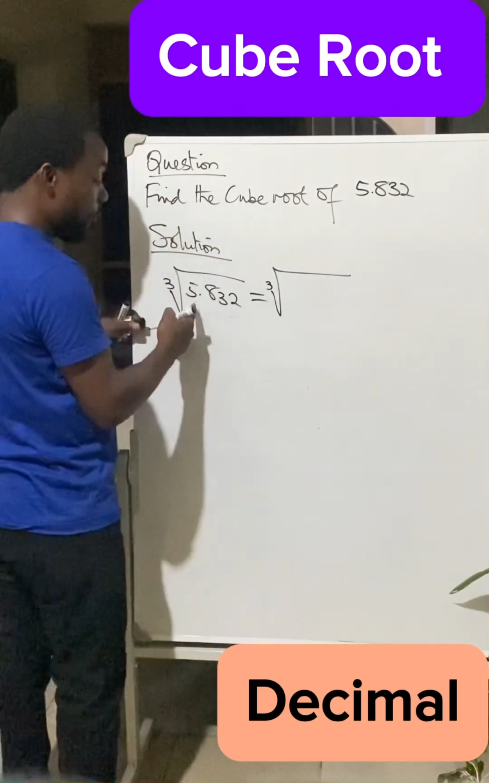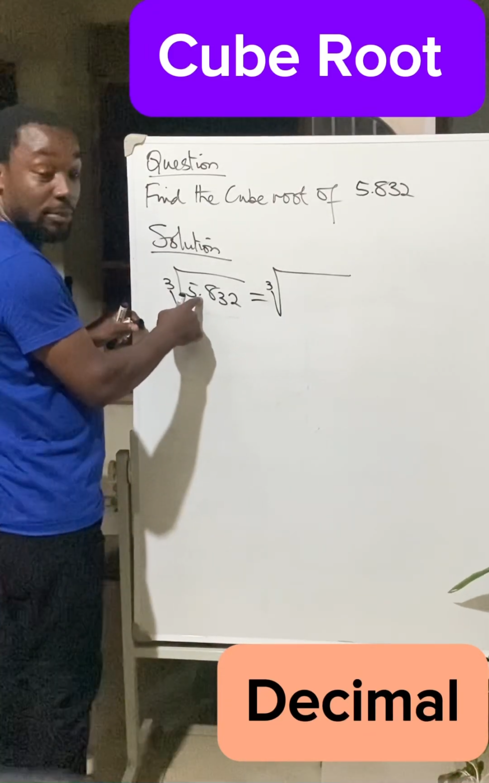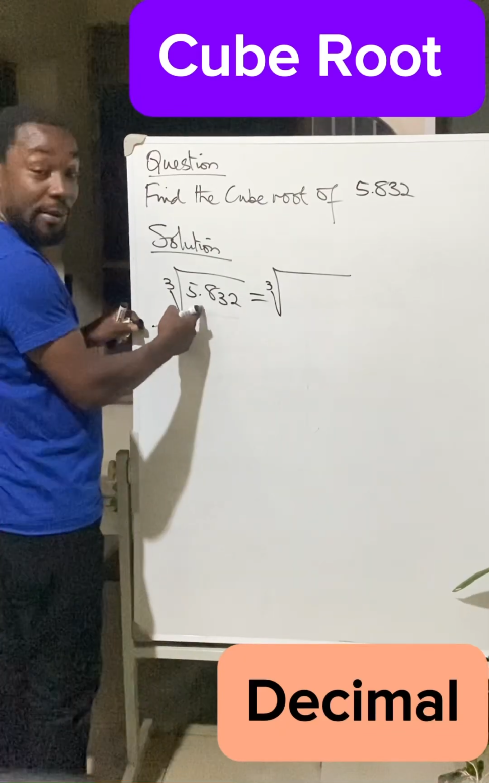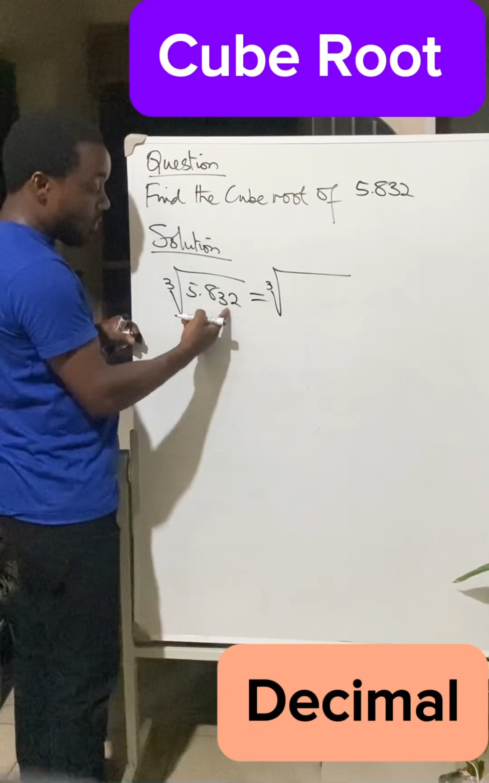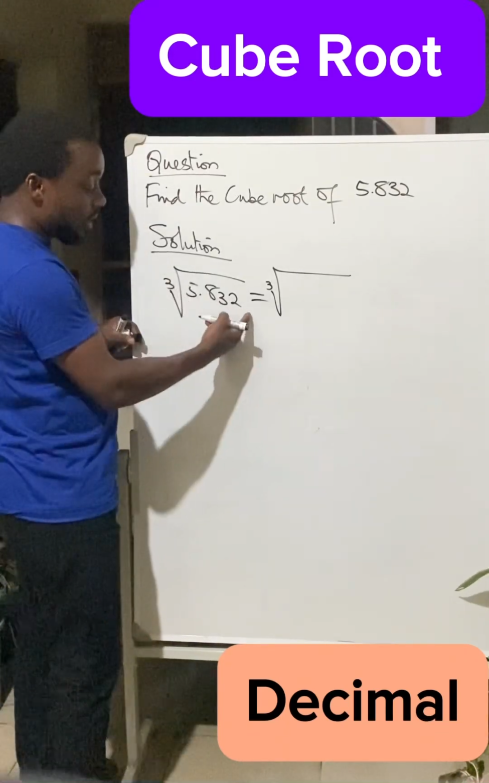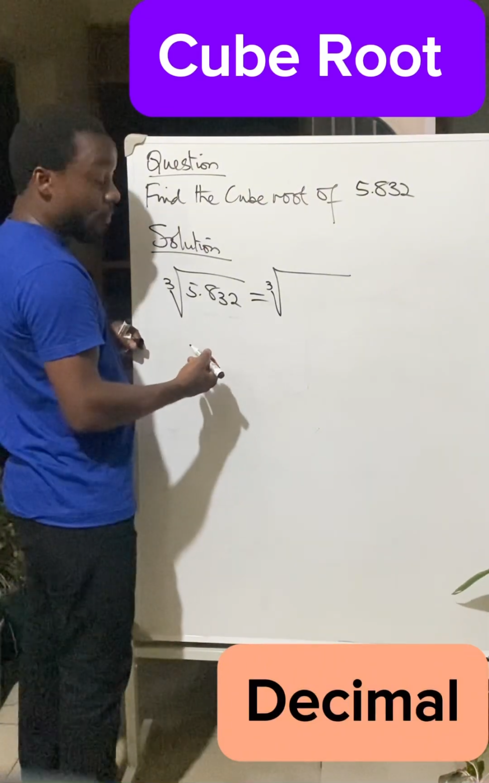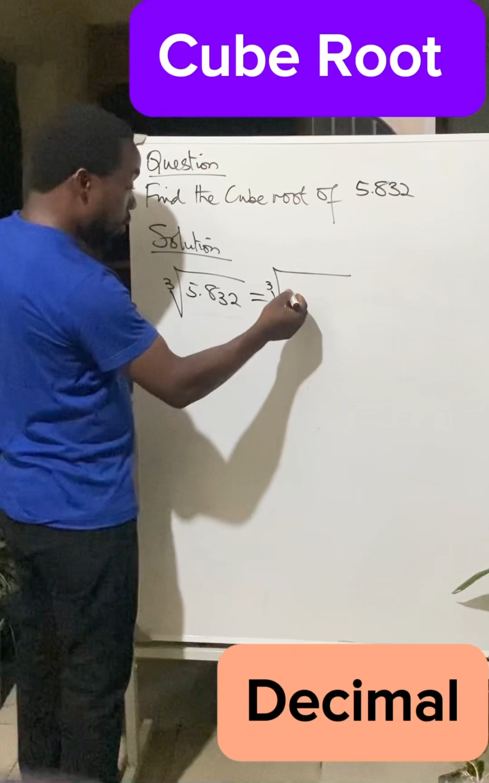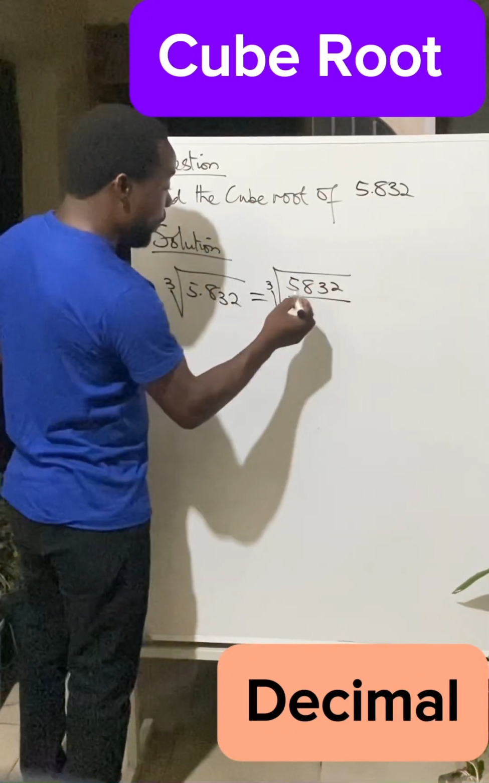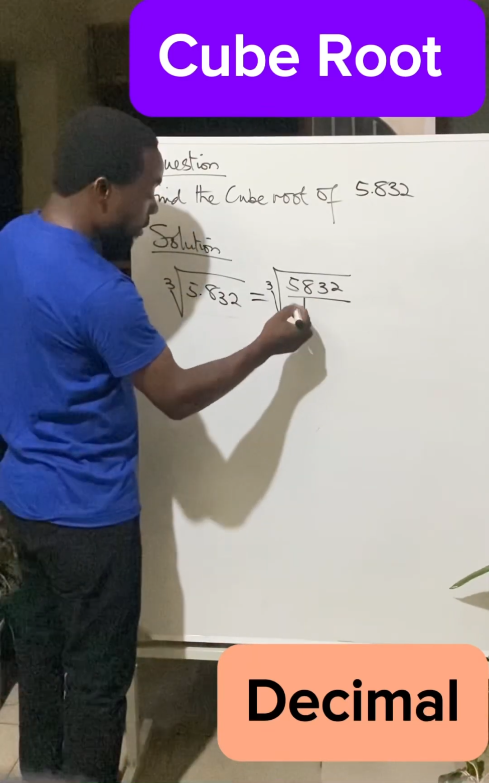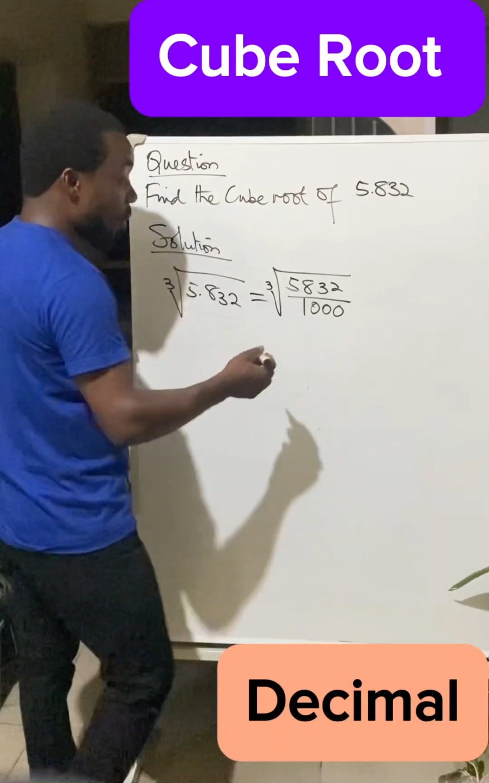the cube root of, we change this number to a whole number by removing this decimal point and dividing it by a power of 10 that has 3 zeros. These 3 decimal places means we can remove this and divide it by a power of 10 that has 3 zeros, and that power of 10 is 1000. So we go 5832. We have removed the decimal. This stands for 1, then 3 zeros. Great. So remember our rule.